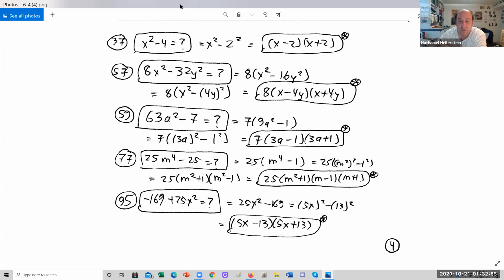Now here we have some difference of squares problems. X squared minus 4, well, 4 is 2 squared. X squared minus 2 squared, so this will be x minus 2 times x plus 2.